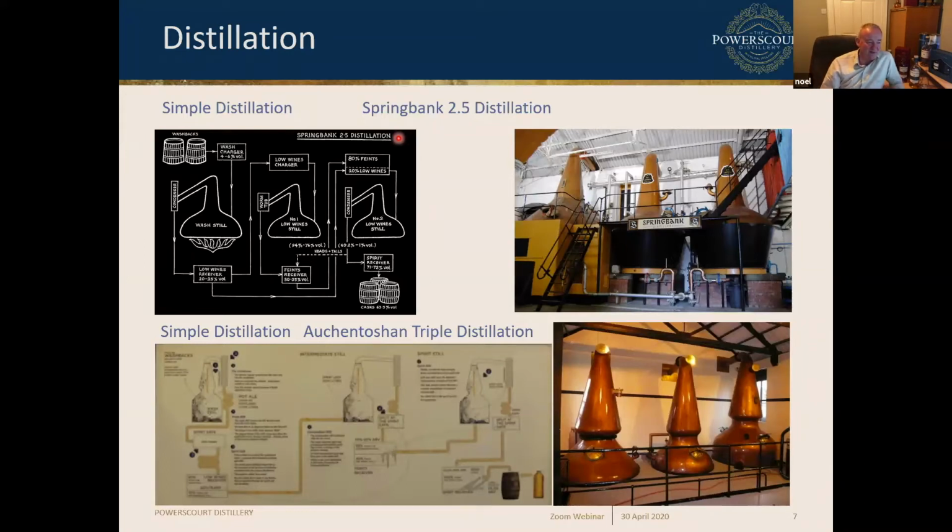So the schematic on the left shows you, we have a wash still, exactly the same as in the previous example. It produces our low wines, and that's into the receiver. Now, at this stage, low wines can go into the middle still, and we call that the low wine still. Some low wines also go into the spirit still. And effectively, that means that low wines can only be distilled twice.